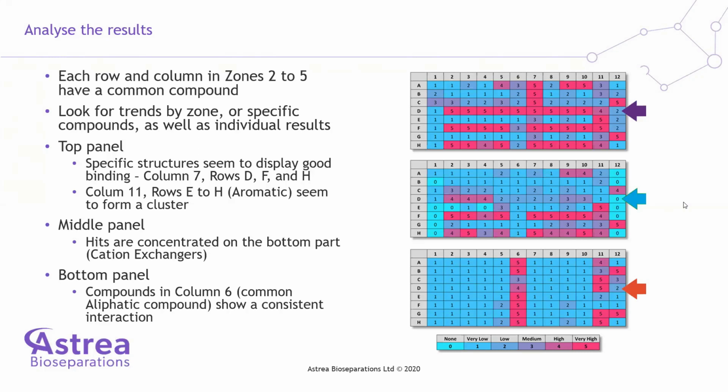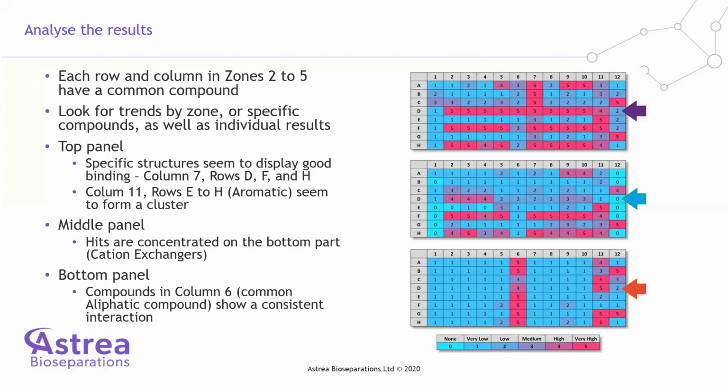There are fewer of the red ones, but you can see that the better ones tend to concentrate on the bottom part of the plate. And that means that what is common about those two quadrants is the presence of cation exchangers on one side of the molecule. So this is a trend that we would like, and we will probably explore a bit more once we have the next steps.